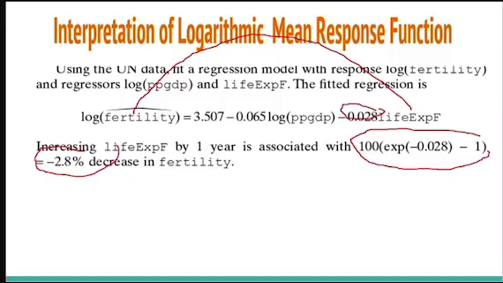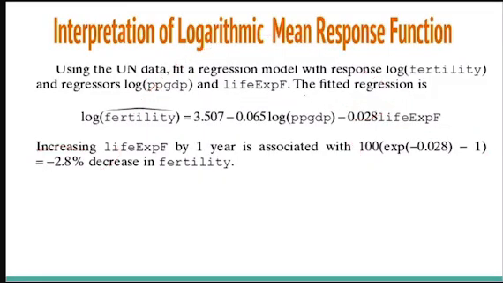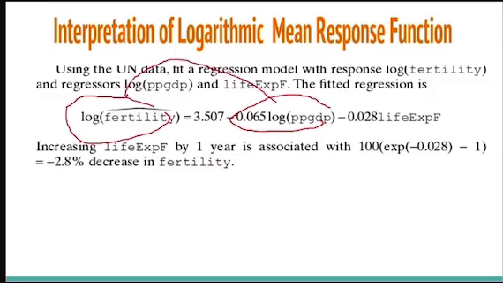But how am I going to interpret this one? If I have a log on log, then the two of them will involve percentages. For log of PPGDP, I'm going to say a percentage increase: a 1% increase in per capita GDP would lead to a percentage change in the fertility. Does that make sense? So that is how we do that.